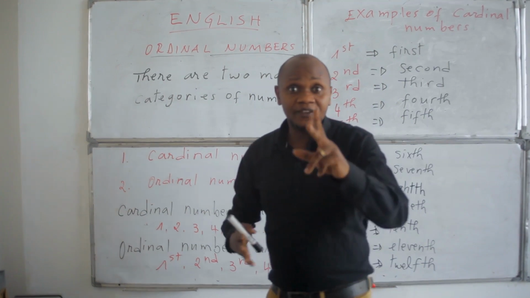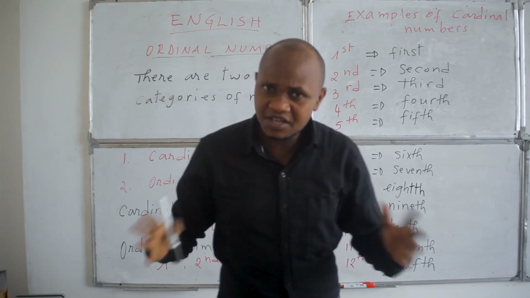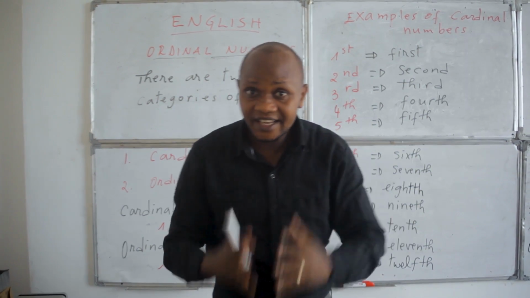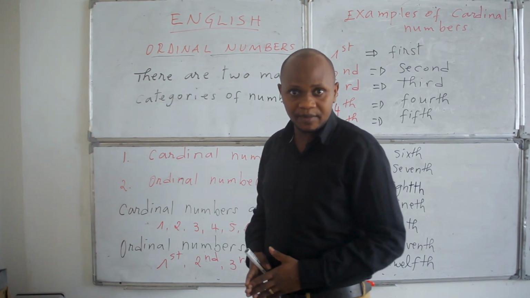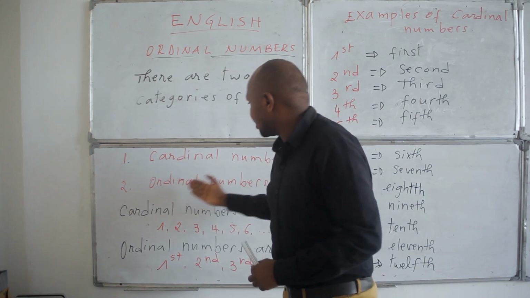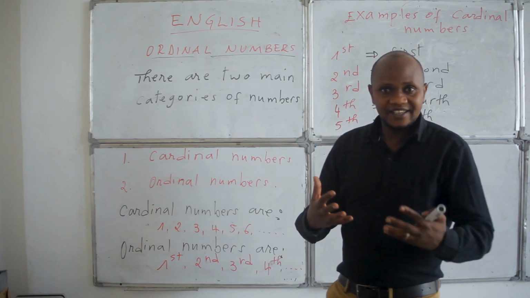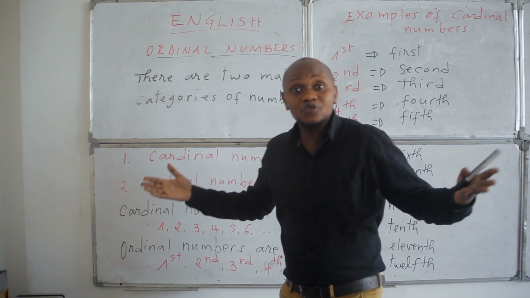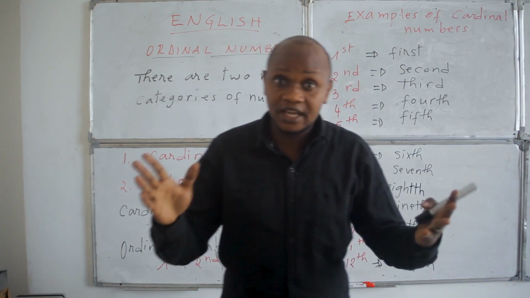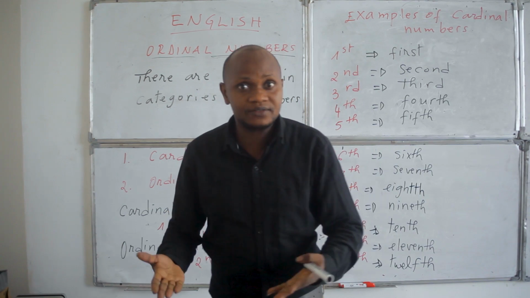But in English we have two categories of numbers. Tugira amoko abiri y'imibare. Cyane cyane ariyo tugiye guheraho hano ariyo cardinal numbers and ordinal numbers. Cardinal numbers ni izihe? Imibare noneho yitwa cardinal numbers ni iyi. Ni ya yindi tumenyereye like 1, 2, 3, 4, 5, 6, 7, 8, 9, 10, 11, 12.